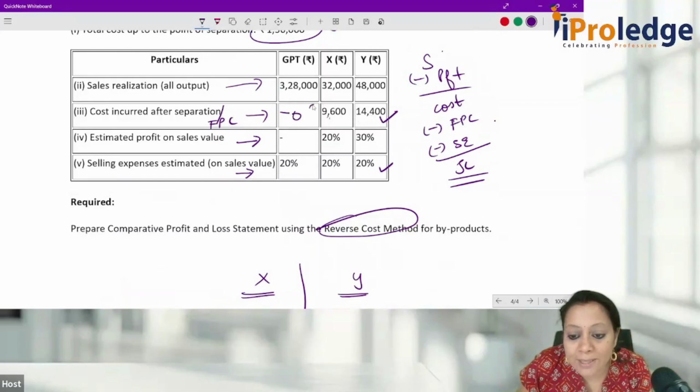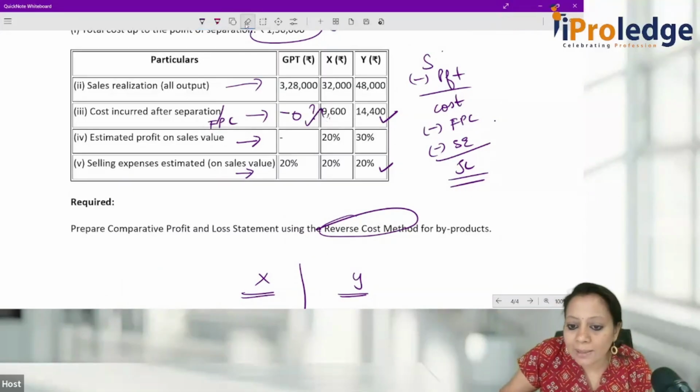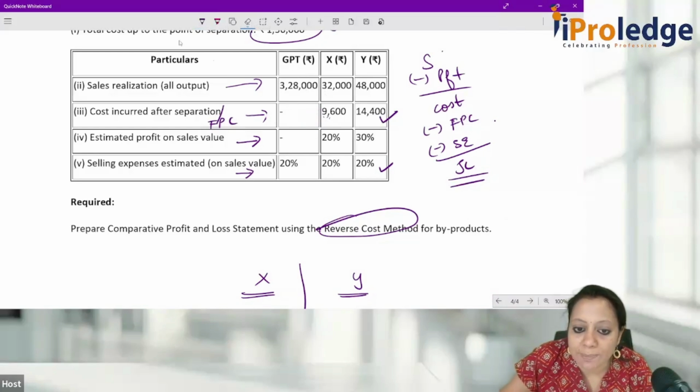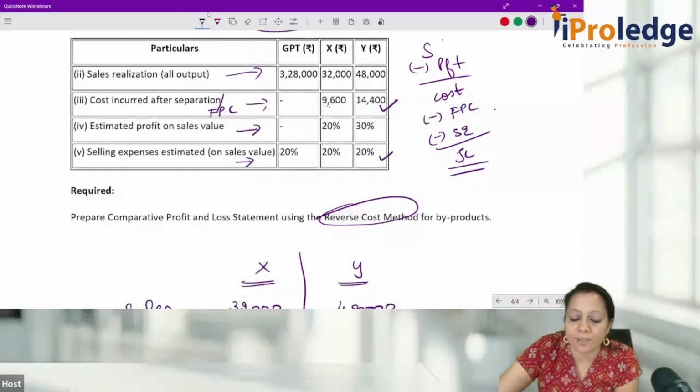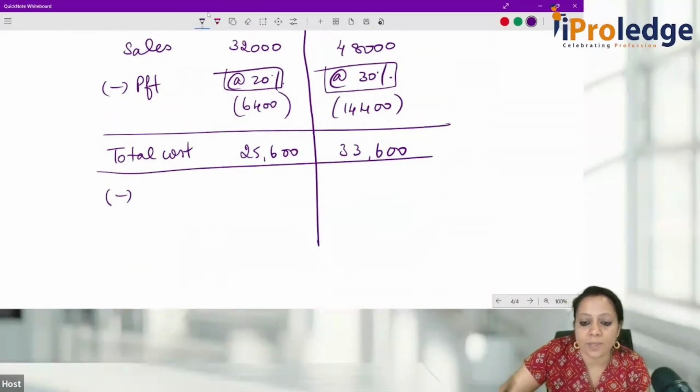You don't have to find out. Sometimes they will give a question mark. That means you have to find out. Small things only, but please pay attention to them. Here it is given nil, so there is no further processing for GPT anyway. So 9,600 and 14,400.